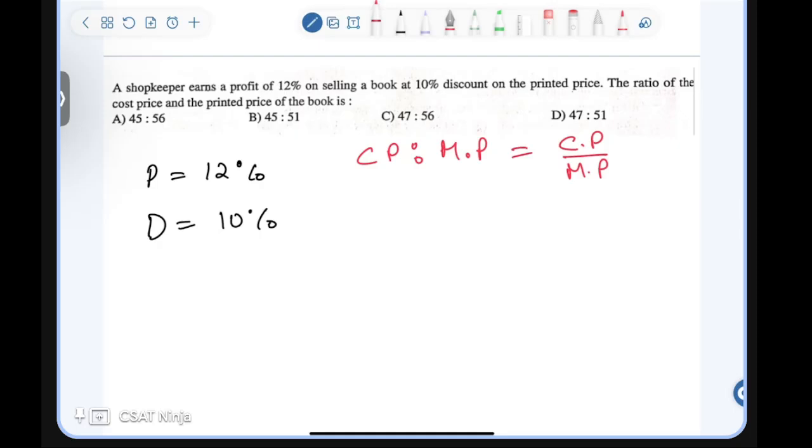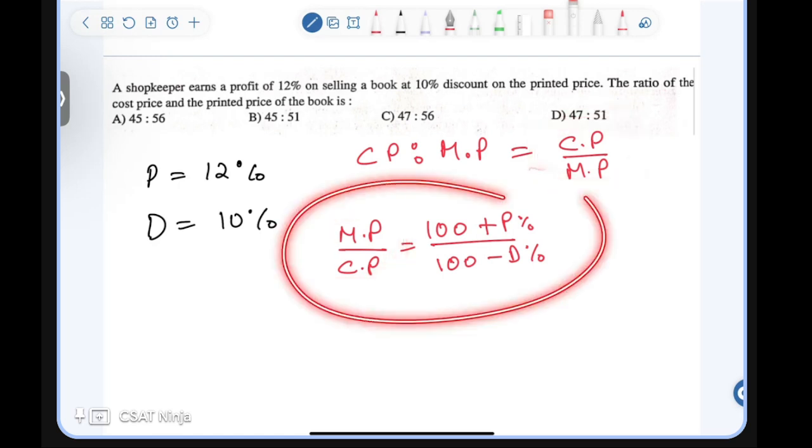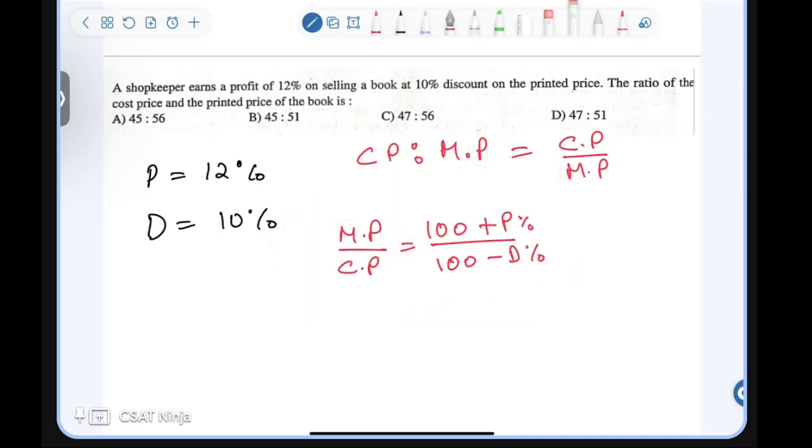By the formula we know mark price divided by cost price is nothing but 100 plus profit percentage divided by 100 minus discount percentage. Okay, so what do we have here? We are just asked to find this ratio. But remember, in our question it is cost price by mark price, but according to our formula it is mark price by cost price. After getting my answer, I'll just flip that, get the reciprocal, and that will be the answer.